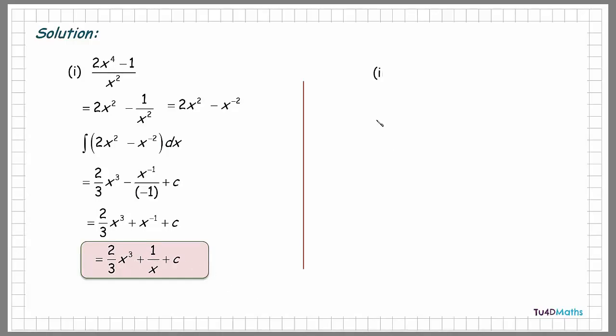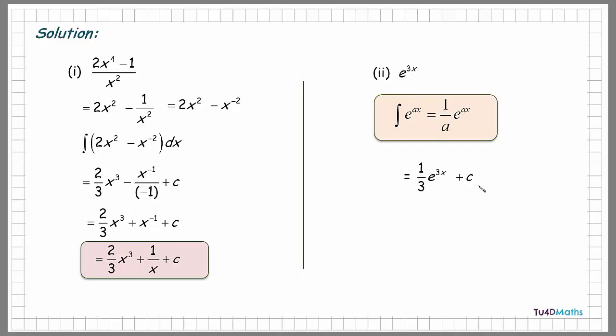In part 2, we're asked to integrate the exponential function e to the power of 3x. And if you remember, e to the power of ax integrated is 1 over a times e to the power of ax. So in this case, a is 3, so the answer is 1 over 3 e to the power of 3x plus a constant.